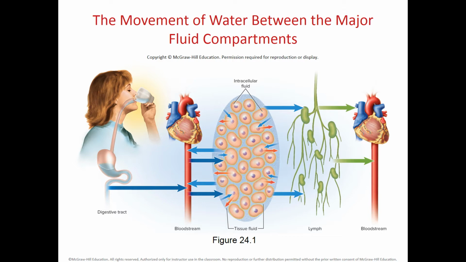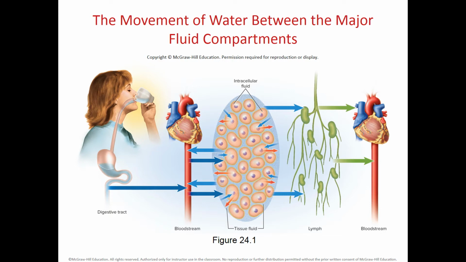So in this picture, we are seeing how the fluid will move through the body. Here you can see that water is absorbed through the digestive tract. From there, the blood vessels that provide blood supply to the digestive tract will absorb the water and bring it into the circulatory system, which will then distribute this water into the cells, and the cells, through these aquaporins, will receive the proper amount of water.